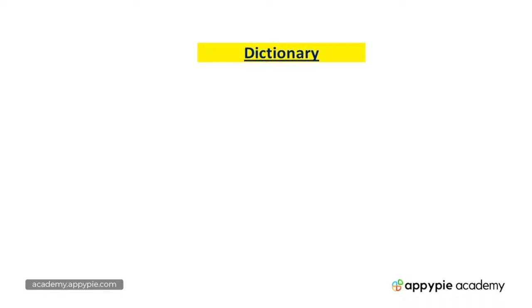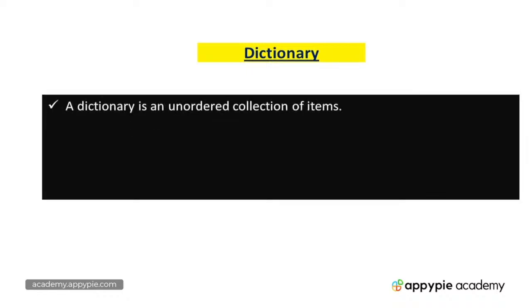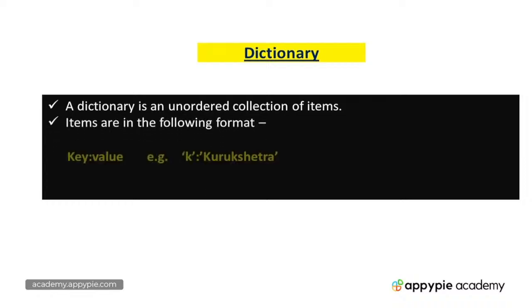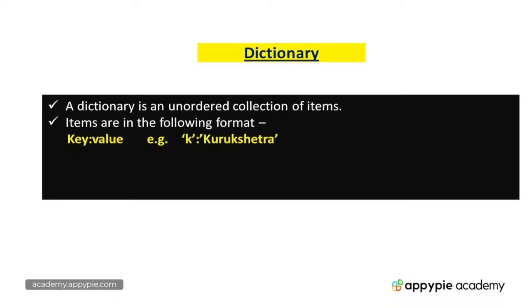In this lecture, we are going to talk about another important data structure of Python, that is dictionary. See, a dictionary is an unordered collection of items. That means no indexing system will work here. Items are in the following format. What is the format? Key, colon, value. Key is any unique value, and value is like the value we give to a variable. Similarly, we will be giving a value to our key. So key colon value will constitute a pair.